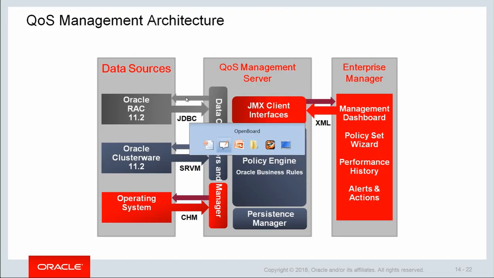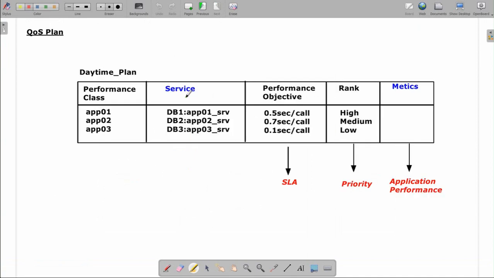So when you look at this diagram, you will see this. You can create a Quality of Service plan. This is an example. So for example, I want to create a daytime plan. And I have performance classes. So I have 3 separate patterns of workload in the cluster. One is the App01 class, another one is the App02 class, and the App03 class. Now these classes are associated with services. So in this case, we have an App01 service on DB1, an App02 service on DB2, and an App03 service on DB3. And then we associate the performance class with the service.